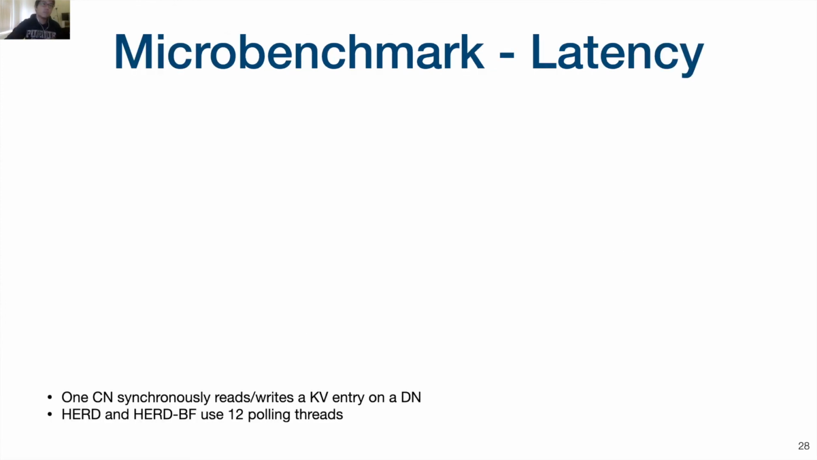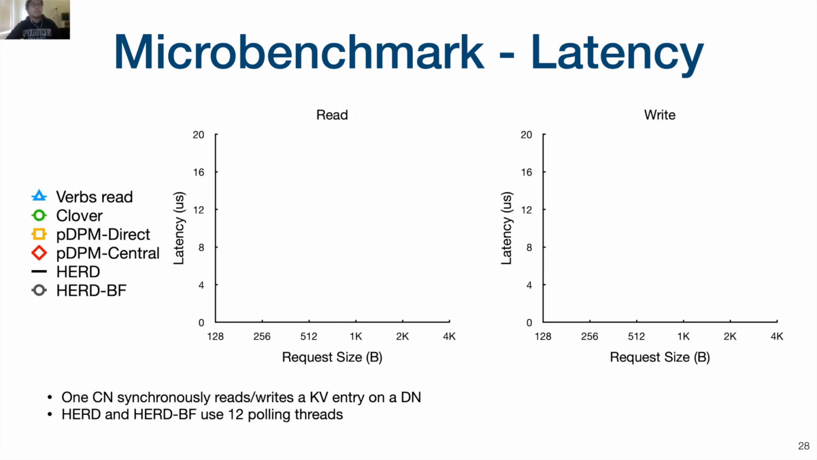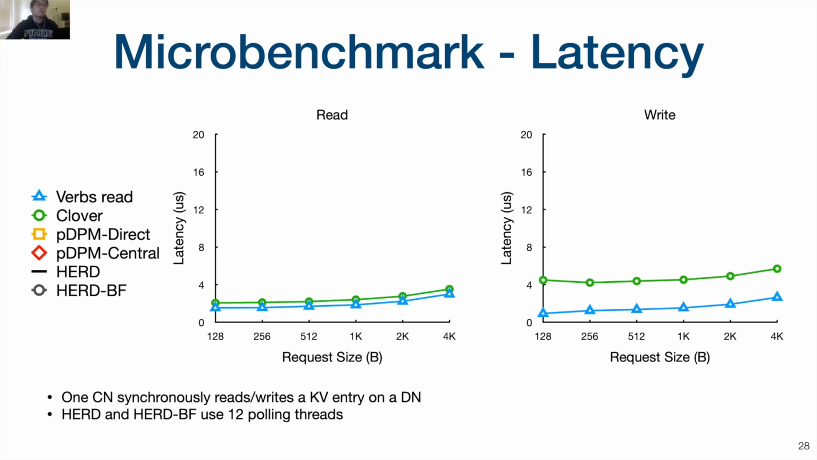We first measure the latency of KV reads and writes. 1 CN synchronously reads and writes KV entries. Our latency baseline is RDMA verbs read and write. Clover's read is very close to raw verbs read. Clover's write is worse than read because write has an extra RTT and some protocol processing time. As expected, pDPM Direct latency increases dramatically when request size increases, at which point the checksum calculation time dominates.